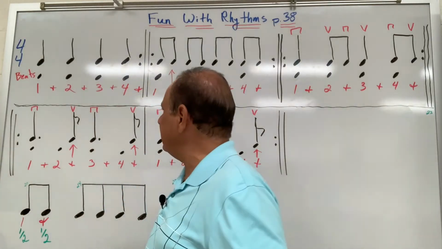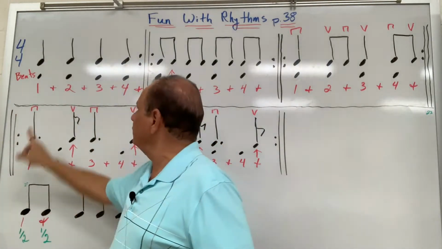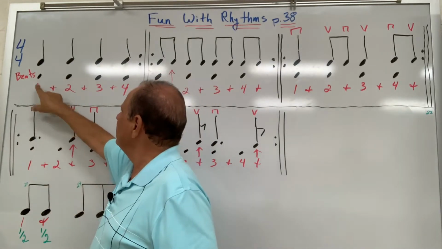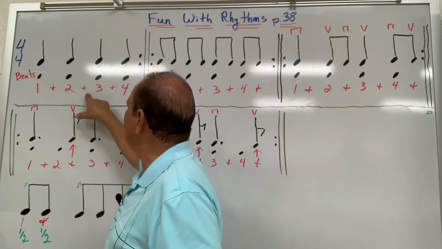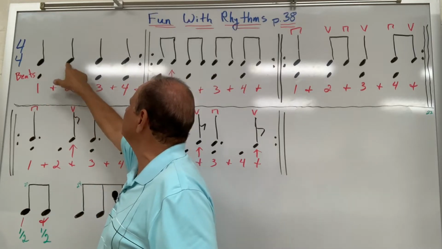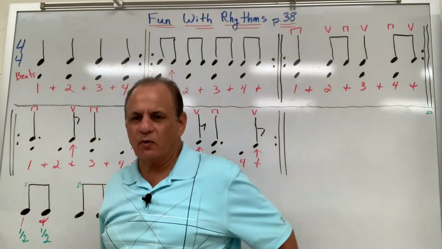So you could see the 1 is an eighth note, this and is another eighth note. So each quarter note is made with 2 eighth notes. 1 and belongs to that quarter note, 2 and belongs to that quarter note, 3 and belongs to that quarter note, 4 and belongs to that quarter note.